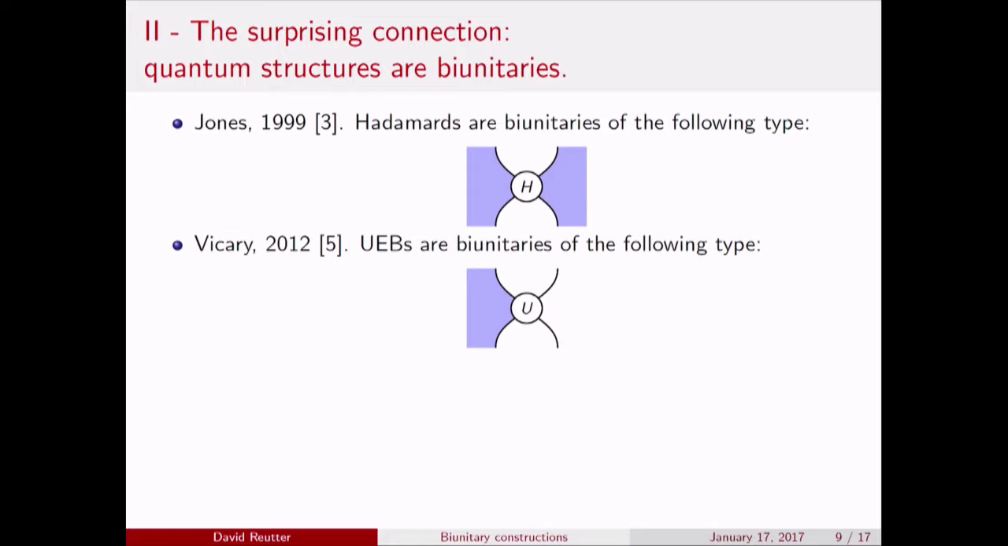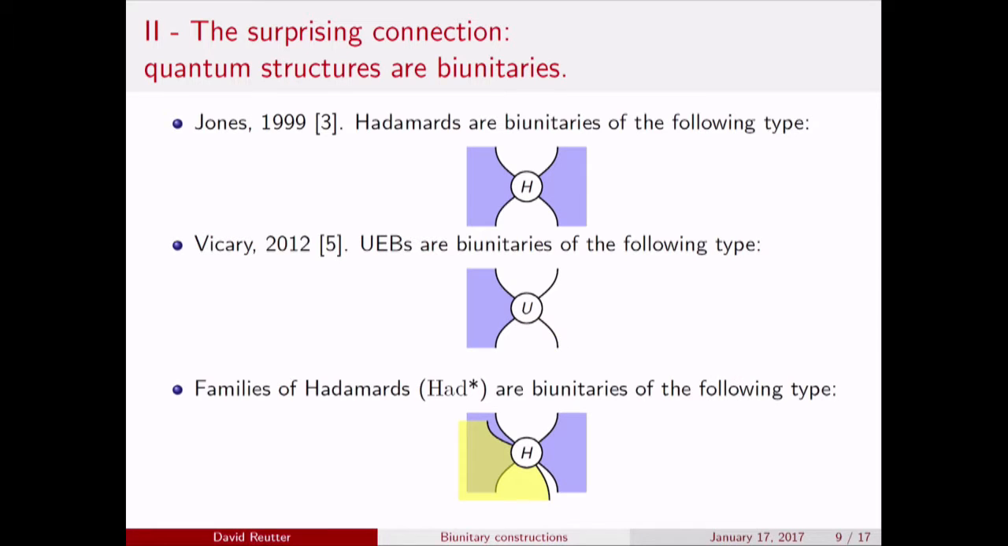In 2012, Vickery showed that unitary error bases are also biunitaries, but this time of the following type. So the difference between Hadamard matrices and unitary error bases, you can think of it as just a different type, but it's the same equation. It's the same biunitarity equation. Hadamard matrices are, if you want, left-right shaded biunitaries. Unitary error bases are only shaded on the left, and they just have normal vector spaces as wires and no families of vector spaces there. Another important biunitary which I'm going to need for my construction, first of all, we can obviously again tilt our head by 90 degrees, and these things also correspond to UEBs.